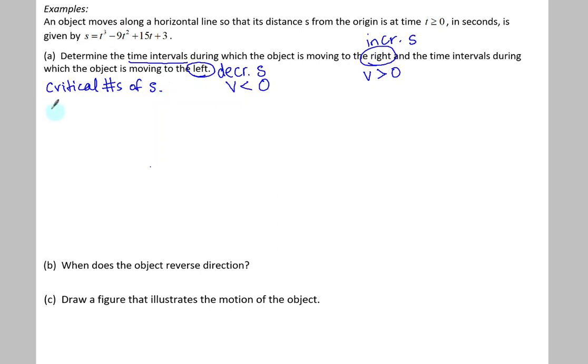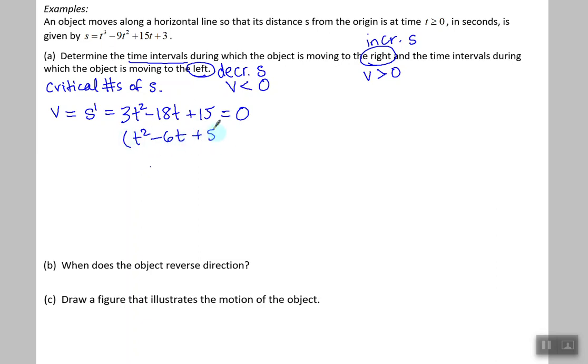So we take the derivative to give us the velocity. v is the derivative of the position, which is 3t squared minus 18t plus 15. We'll set that equal to 0 to find our critical numbers, or where the velocity is 0, and we can factor out and divide by a 3. If we divide both sides by 3, we get t squared minus 6t plus 5 equals 0, and then we can factor what's left over to t minus 5 times t minus 1 equals 0, and that yields the values 5 and 1 for t.